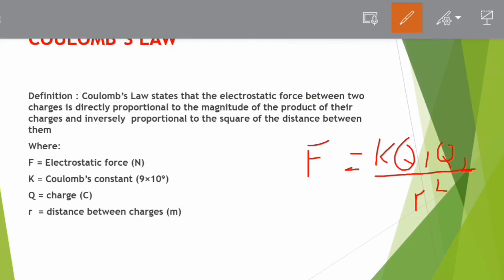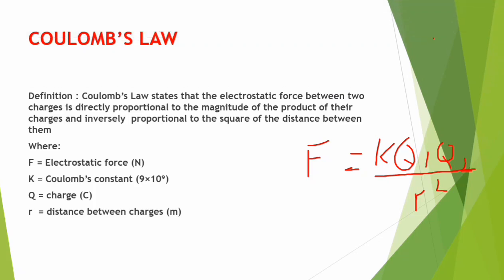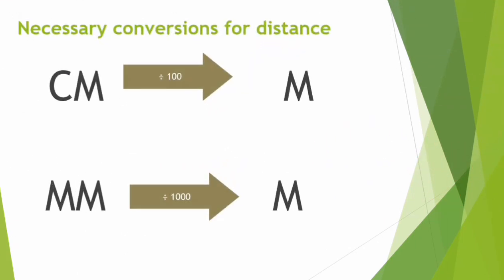So now we have F, the electrostatic force, which is given in newtons, and K becomes Coulomb's constant, which is always substituted as 9 times 10 to the power of 9, and then Q is the charge, which is always given in coulombs, and then r is the distance between the charges, which is always in meters, right?